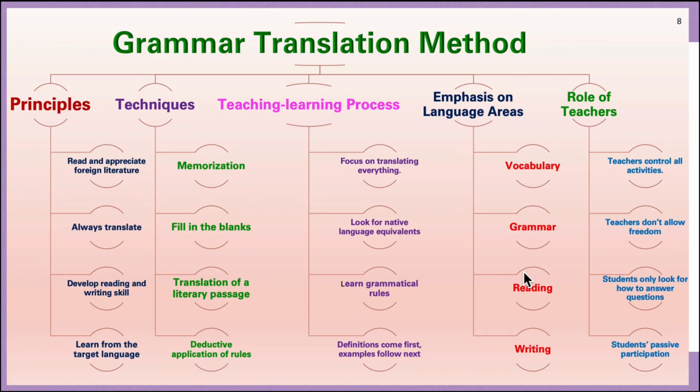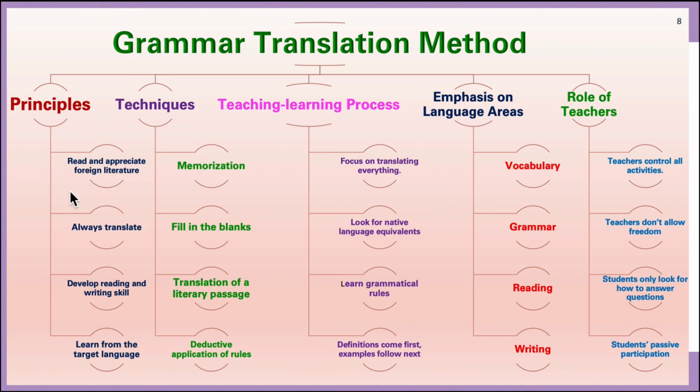The whole of grammar translation method in brief you can understand in this way. We have grammar translation method, and we have the 5 major branches: principles of grammar translation method, techniques, teaching learning process, emphasis on language areas, role of teachers. Now talk about principles, major points under principles.